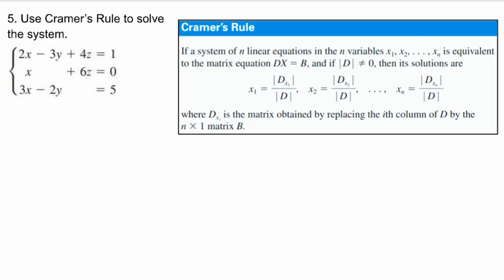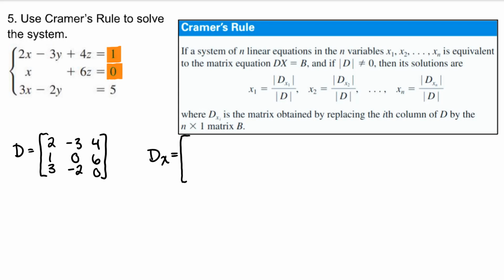Number 5, use Cramer's rule to solve the system. For a system of equations with 3 variables, we'll do the same thing for Cramer's rule, but it will just be a little more complicated because we have larger matrices to find the determinants of. The coefficient matrix is 2, -3, 4, 1, 0, 6, 3, -2, 0. Remember, the equals column 1, 0, 5 will replace the coefficients of the variable in each specified matrix.